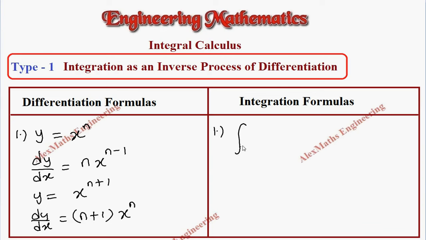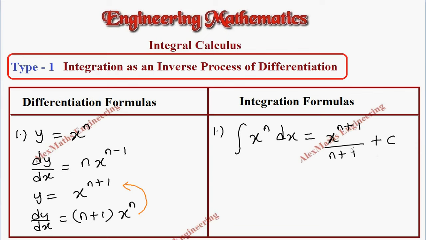That is, integration of x power n dx is nothing but the reverse of this. So differentiation of x power n plus 1 gives n plus 1 into x power n. So integration of x power n will be x power n plus 1, but we don't have this constant n plus 1, so this we take to the other side as a division. So divided by n plus 1, and usually we put an integrating constant plus c.